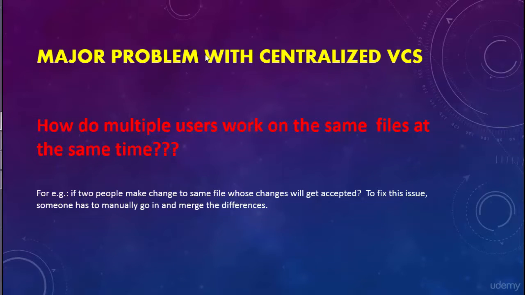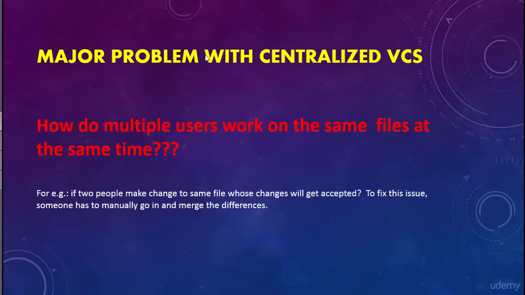One of the major problems with the centralized version control system is, if you have multiple users working on the same file at the same time, whose changes will get accepted? If you're working on the same project and you made a change to the same file, and you made similar changes, how will we know whose changes should get accepted? So somebody needs to manually sit there and merge those changes.